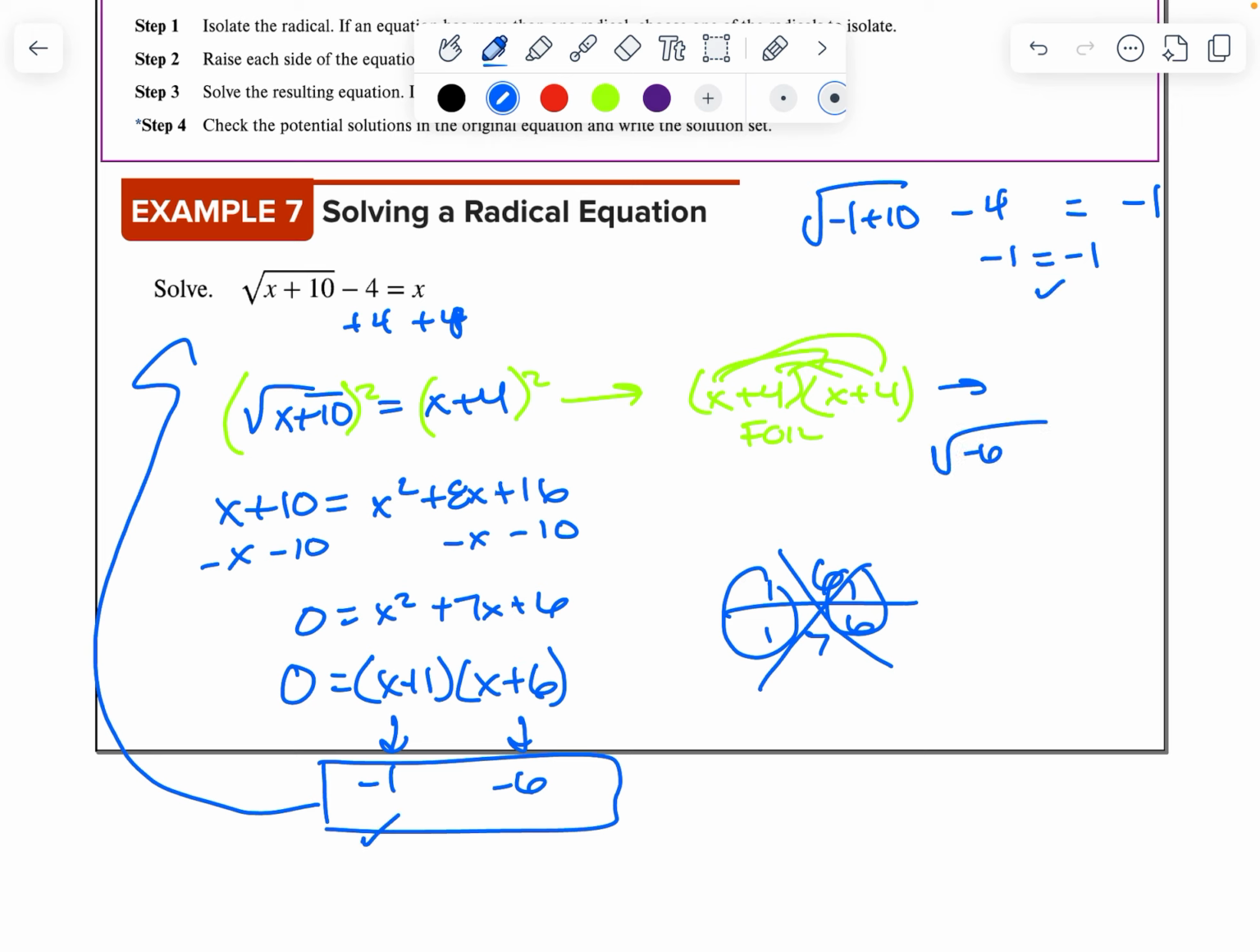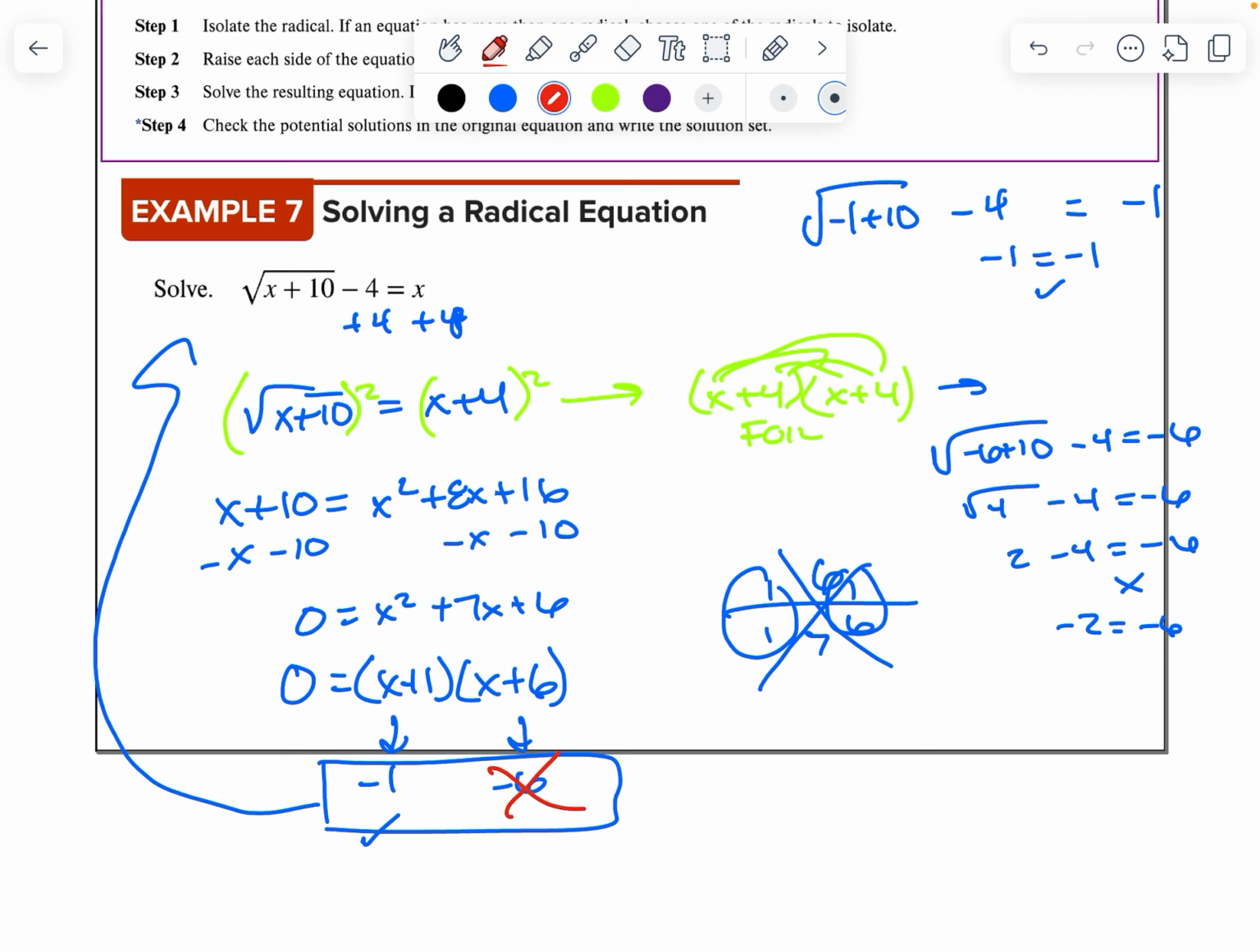Check the -6 as well. The square root of -6 plus 10 minus 4 equals -6. Here, that would be the square root of 4 minus 4 equals -6. That would be 2 minus 4 equals -6. That is not true, right? We get -2 equals -6. So that solution does not work.